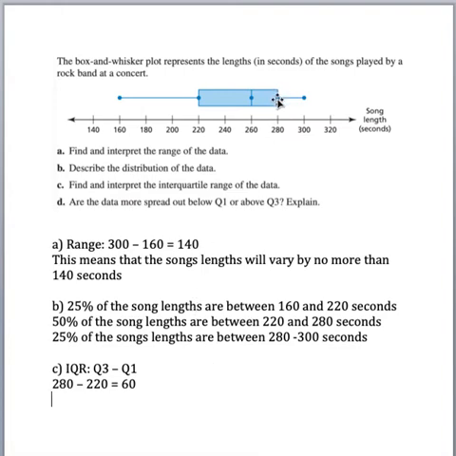What we just found is the difference between our third quartile and first quartile. So this means that the middle half of the song lengths vary by no more than 60 seconds.